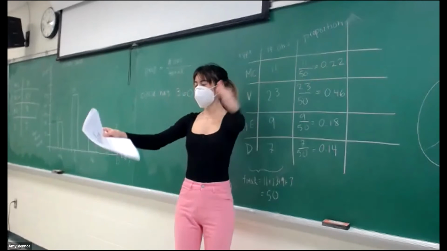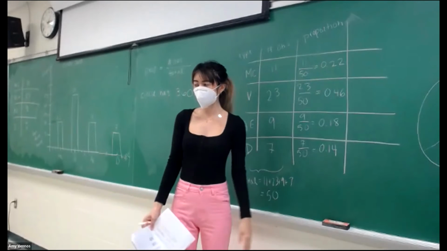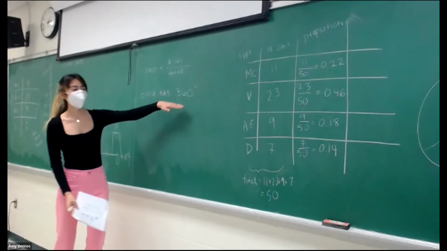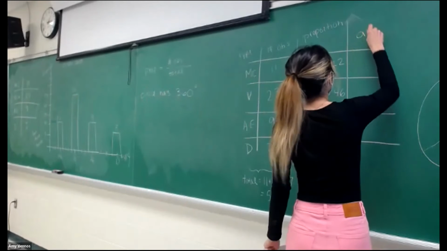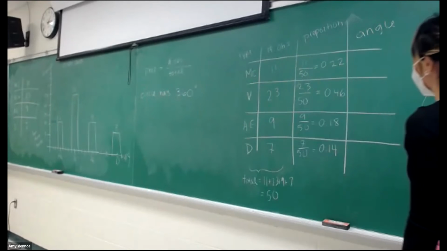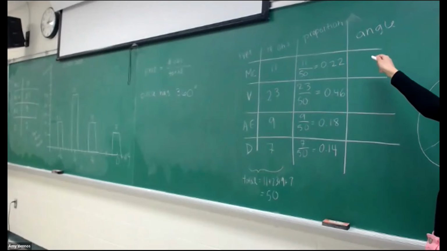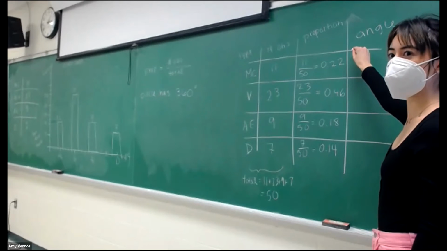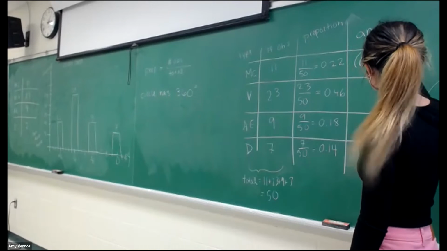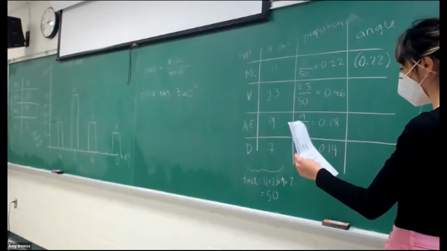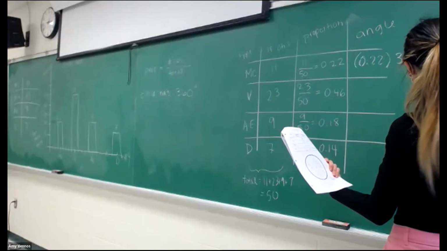So if we wanted to find the angle in a pie chart, we would take the proportion, which is the percent out of the whole that we have, right? And multiply it by 360. Okay. So how would I find MasterCard? The angle in the circle. Good. 0.22 times 360. I'll do the math for you. You get 79.2.